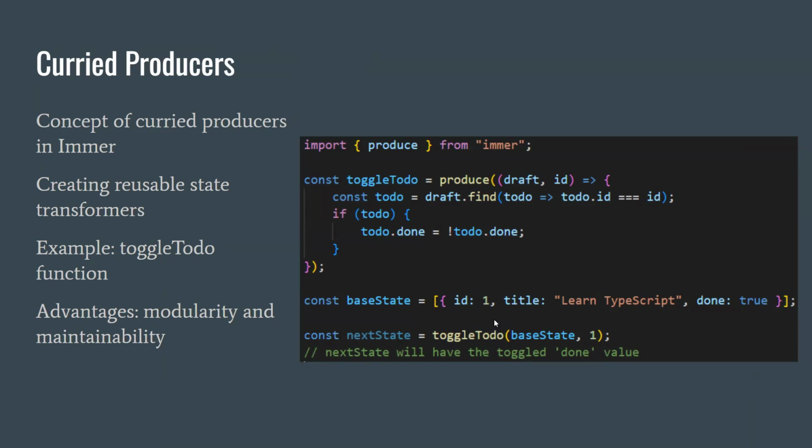This pattern is particularly useful for creating reusable state update functions, like this toggle example. We can see that we define the toggle function that can be applied to any state, which makes our code more modular and maintainable.